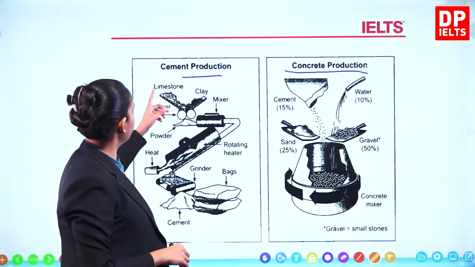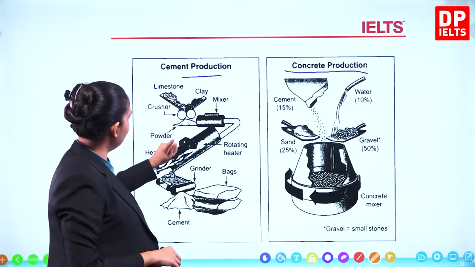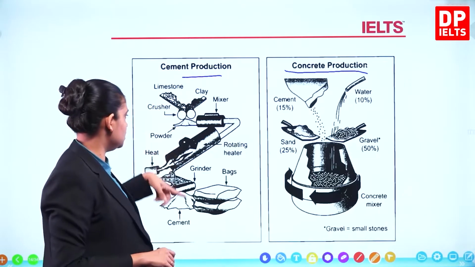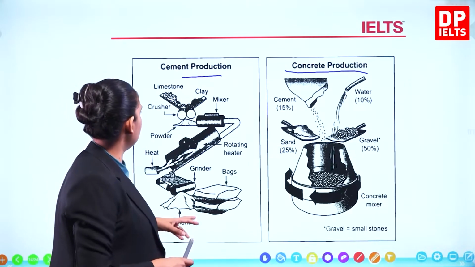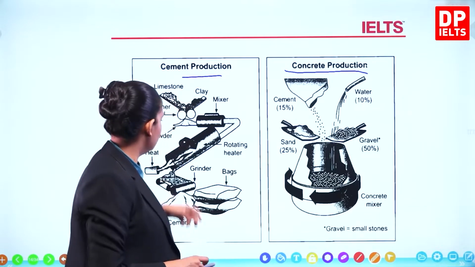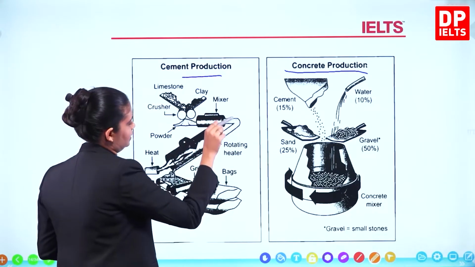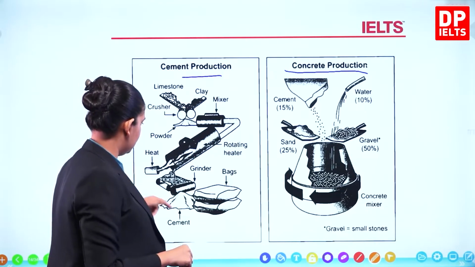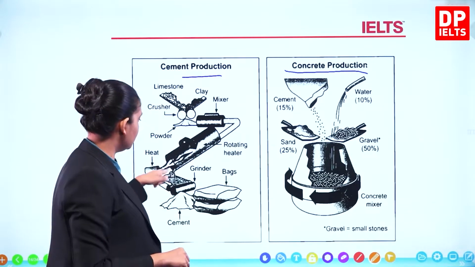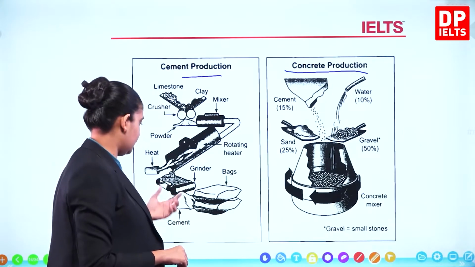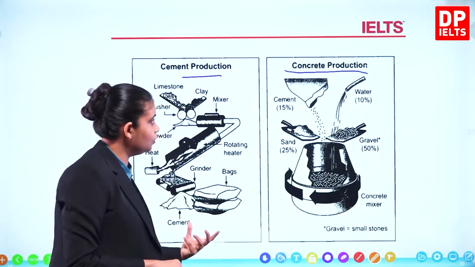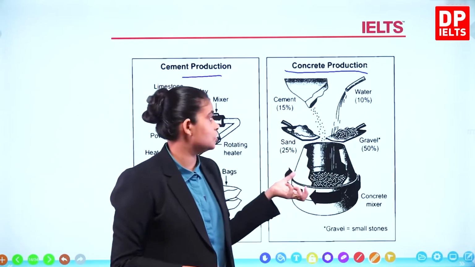So here you have limestone, the crusher, and the clay. Okay, so you put limestone and clay into the crusher and you crush it. Okay, and then what happens is you have the powder. You send the powder through the mixer to the rotating heater. Okay, and you heat it, and then the mix comes here, you grind it, and then the cement comes and then you put it into bags, right? That goes into the concrete production.